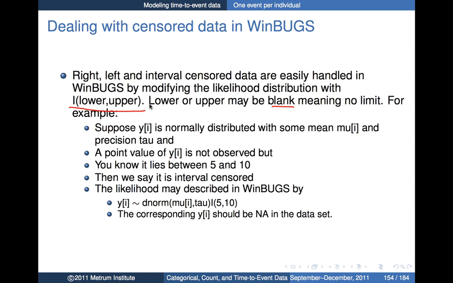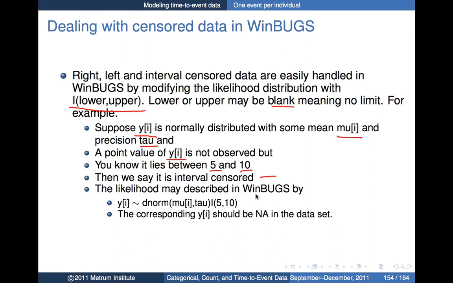Now let's make this a little firmer as to what that might mean. Let's take a partial example here. Let's suppose that yi is normally distributed with some mean mu i and some precision tau. And suppose that for a particular individual, the ith individual, yi is actually not observed, but you know that it lies between certain values. As an example here, I give 5 and 10. That could be something like maybe somebody had some adverse event and all you know is it happened between the first visit and the second one. The first visit was at 5 weeks and the second was at 10 weeks. So that would be an example where you might encounter something like this. We would say that that's interval censored.